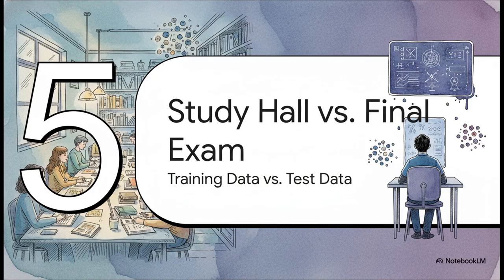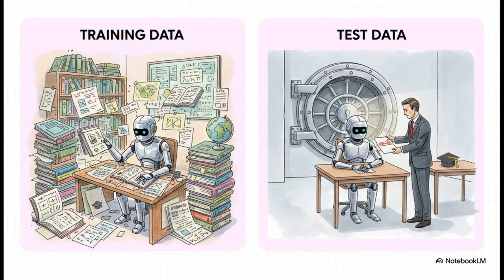And that whole student analogy is the perfect lead-in to our final pair, which might be the most fundamental concept of all, study hall versus the final exam. We're talking about training data versus test data. Okay, this is super important, but actually really simple. The training data is basically the model's entire curriculum. It's all the textbooks, the practice problems, the study guides, everything it's allowed to look at to learn patterns. The test data, though, that's the final exam. It's kept completely separate, like a secret. The model never gets to see it while it's studying. Why? Because that's the only real way to find out if it actually learned anything, or if it just memorized the answers from the textbook.